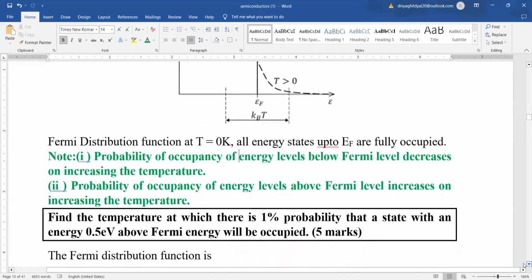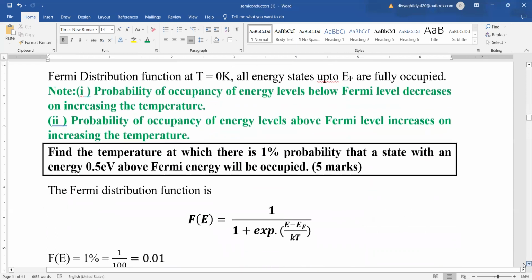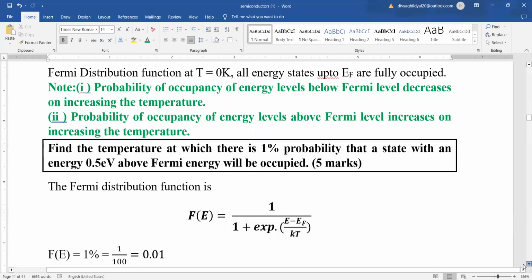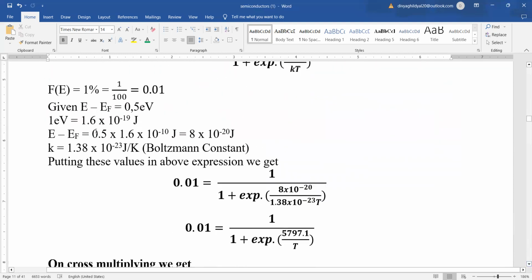I will show you one very common numerical that has been asked. Find the temperature at which there is 1% probability that a state with an energy of 0.5 electron volt above the Fermi level will be occupied. It is a 5-mark numerical. So the Fermi distribution function is F(E) equal to 1 upon 1 plus exponential of (E minus EF) upon KT. They have said that it is a 1% probability, so F(E) equal to 1 upon 100, which is 0.01. They have given that E minus EF is 0.5 electron volt.